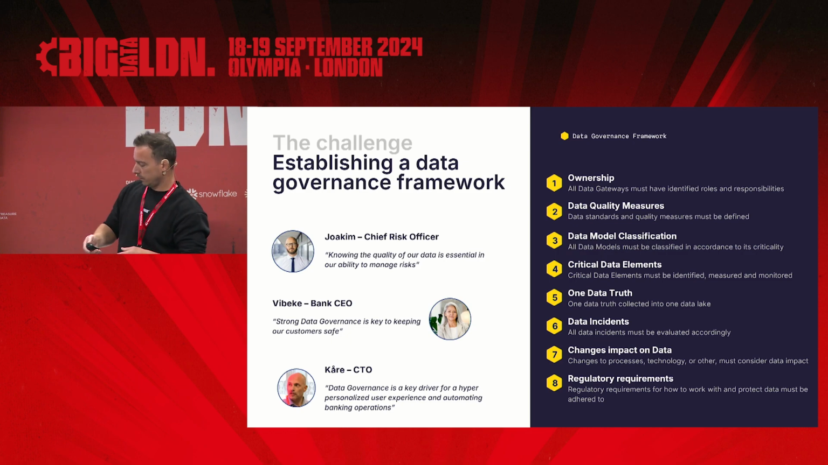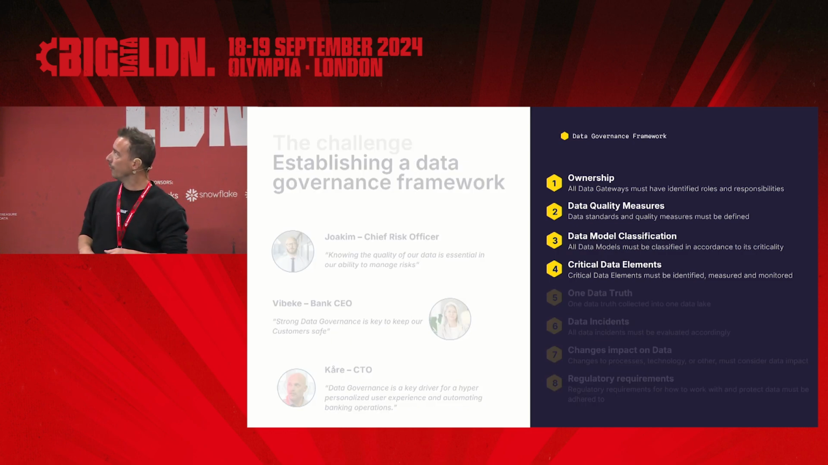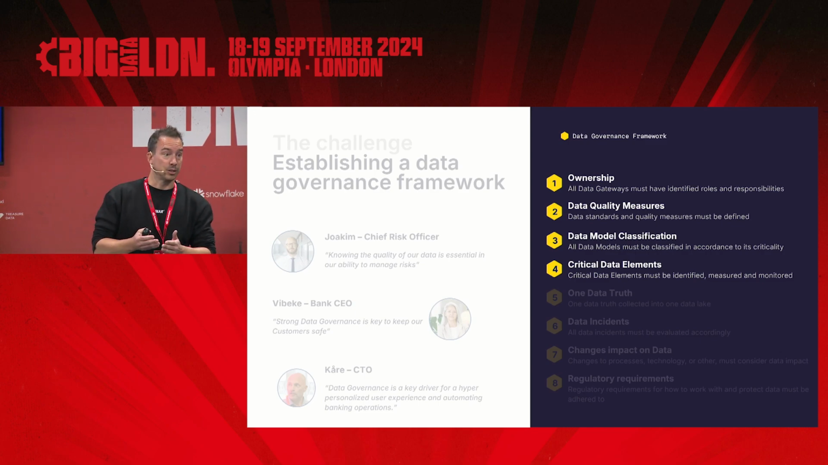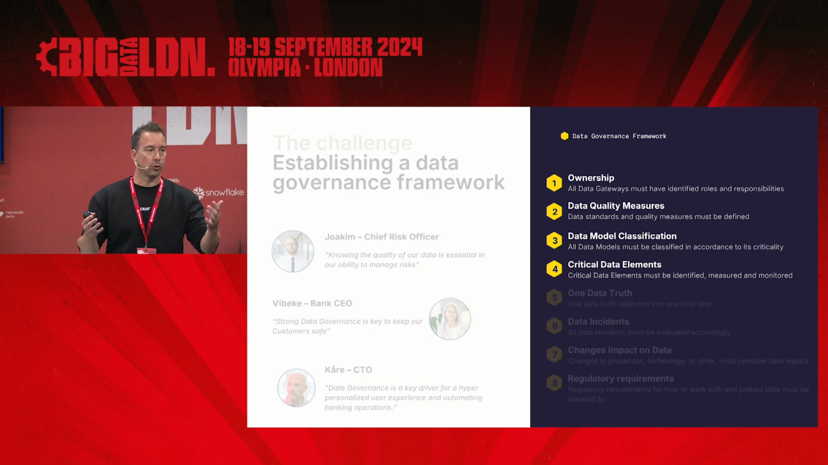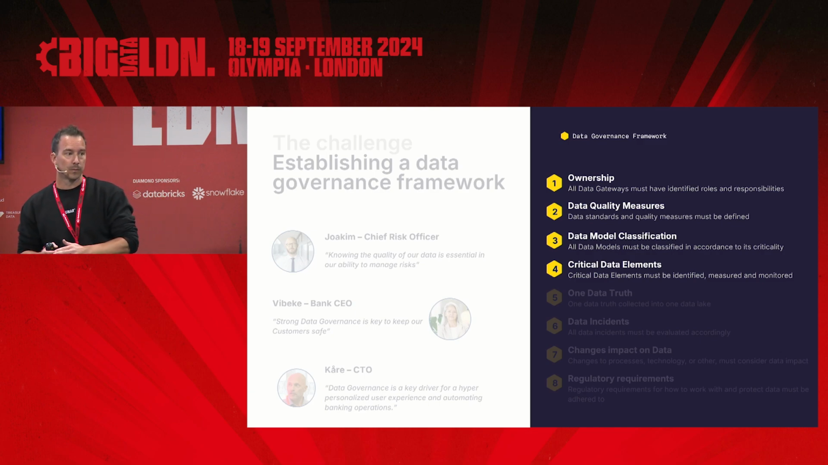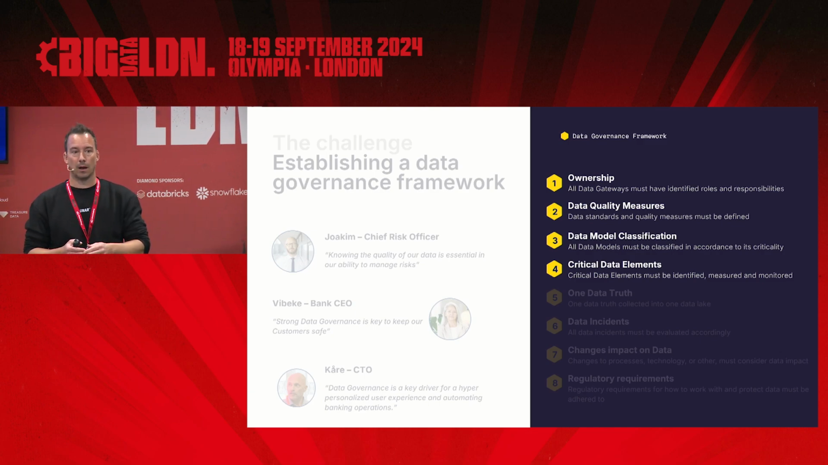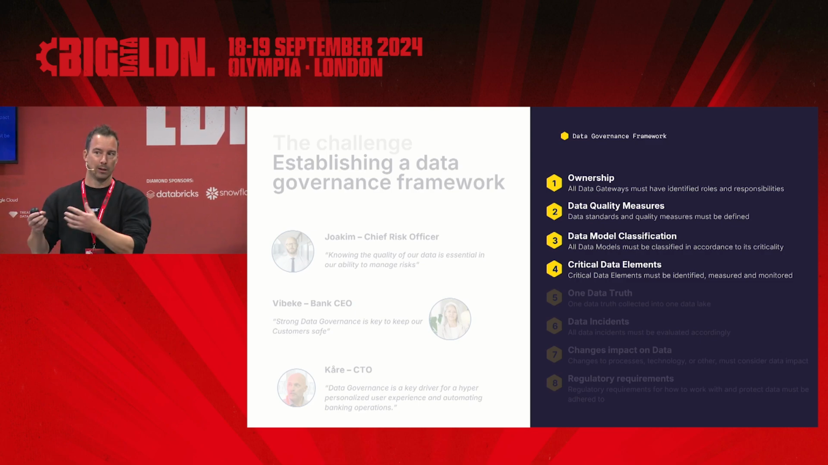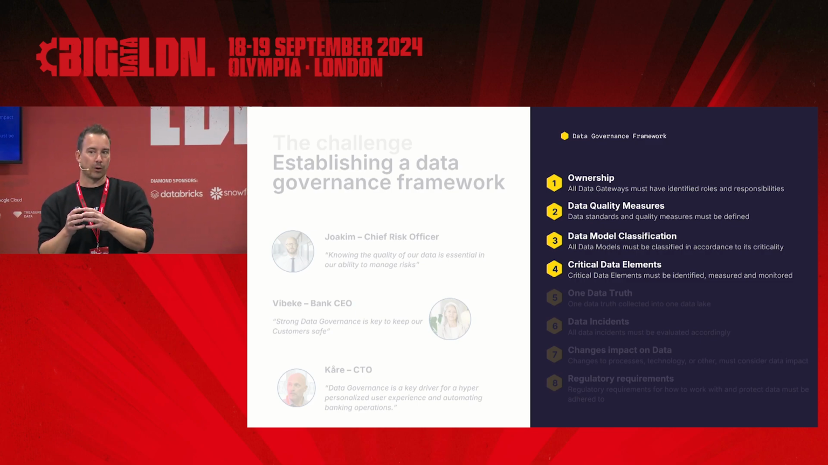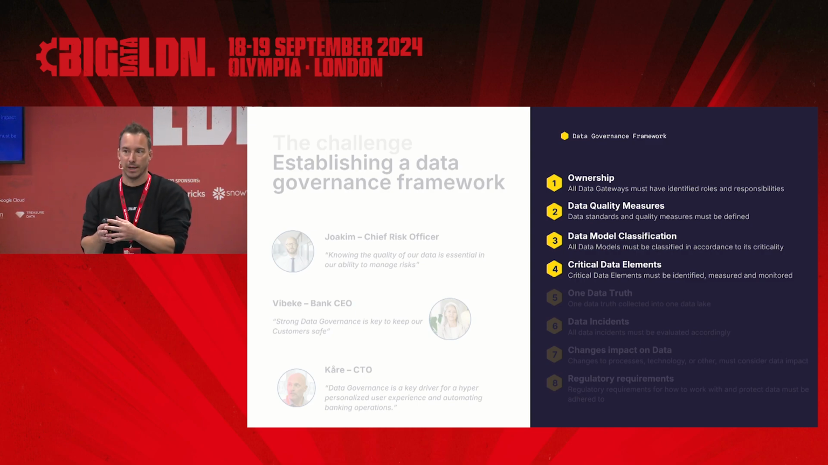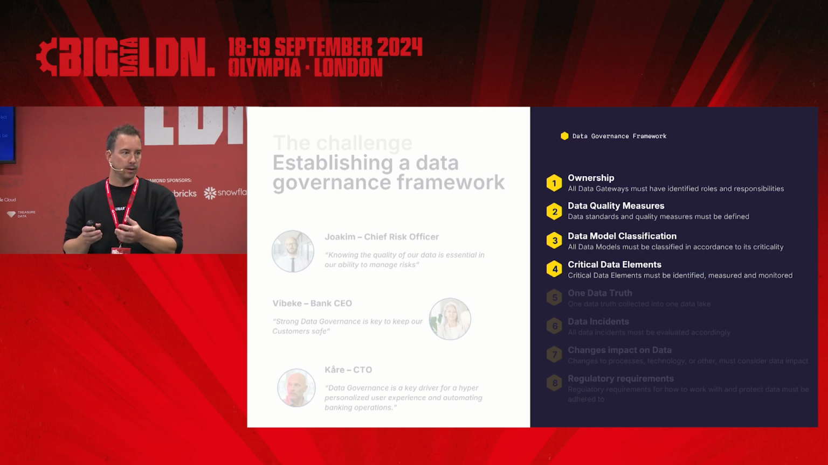So first of all, we'll go into the 4 here. Ownership, the data quality measures that we should have on our data model, and how we classify our models, because we have 800 models. They are not all equally important, right? You somehow need to qualify them. And in the end, we also have some critical data elements. That could be KPIs, assets being used for regulatory reporting. These are special elements of our data stack that need additional measurement or monitoring. It's really important.